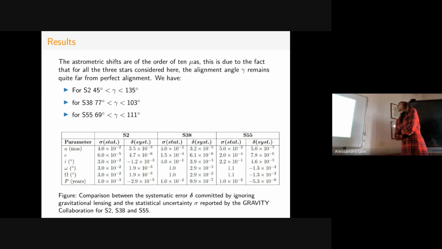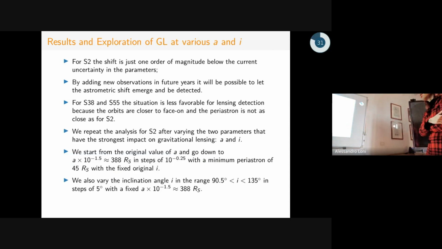These are the values found for gamma, and in the table there are the results for the astrometric shift delta, which is put beside the statistical sigma. And the astrometric shift is very small due to the fact that we don't have a perfect alignment, as we can see from the values of the angle gamma. So for S2, the shift is 1 order of magnitude below the current uncertainty in the parameters.